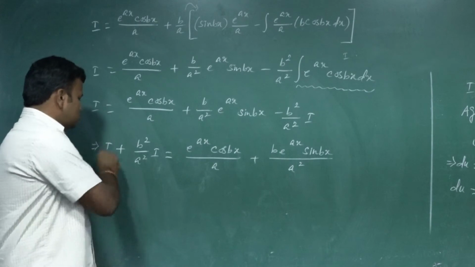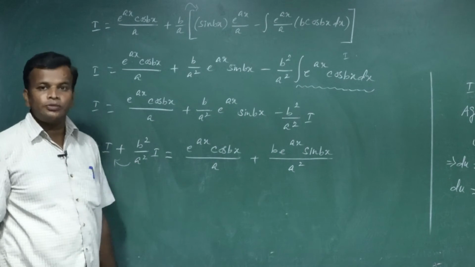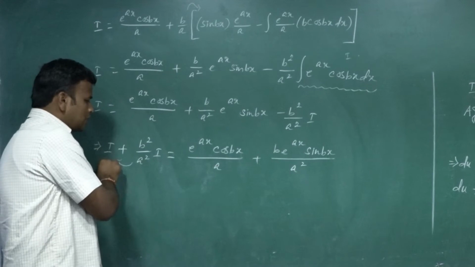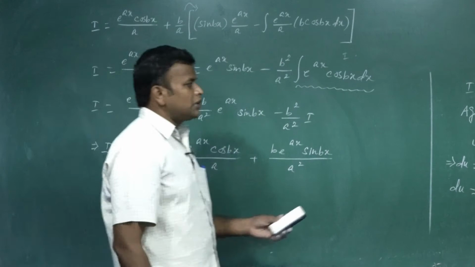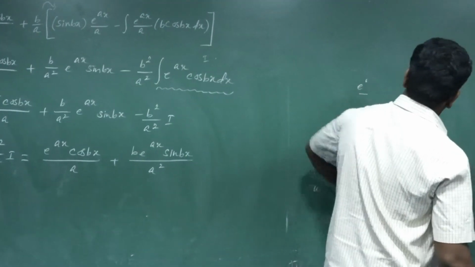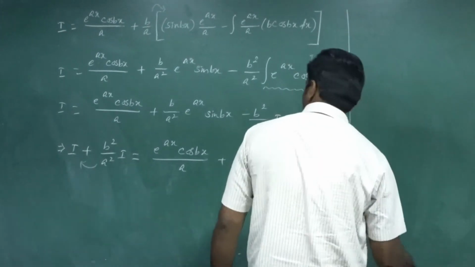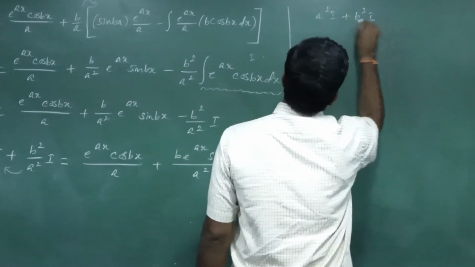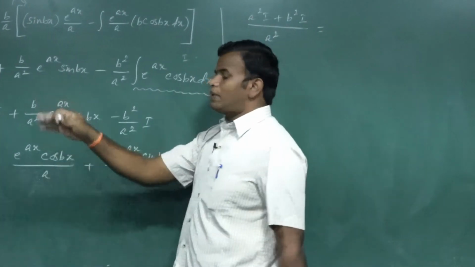You see in LHS one whole number, one fraction number, so we will take cross multiplication. We take cross multiplication, we get a square I plus b square I whole divided by a square. So in LHS now we have taken cross multiplication. So these steps are no need now. I cross multiply the LHS, so a square I plus b square I whole divided by a square.